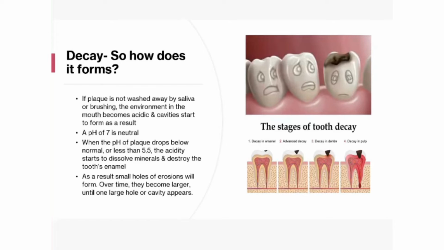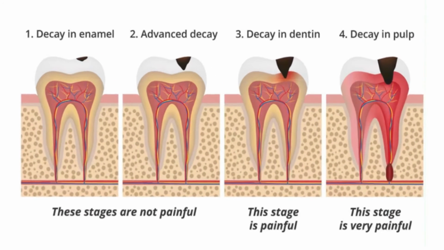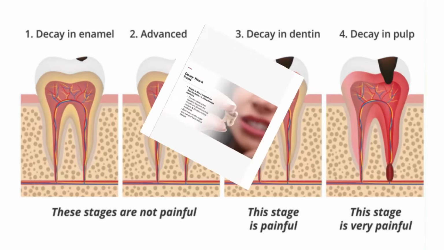A neutral pH of the mouth is 7. When the pH of plaque drops below normal, or less than 5.5, the acidity starts to dissolve minerals and destroys the tooth enamel. As a result, small holes of erosion will form. Over time, they will become larger until a large hole or cavity appears.